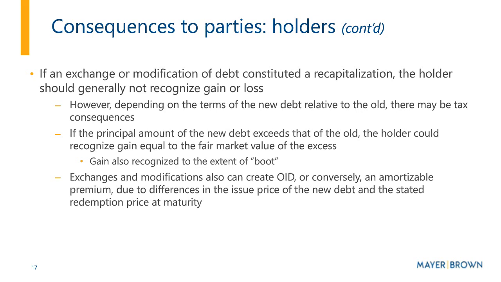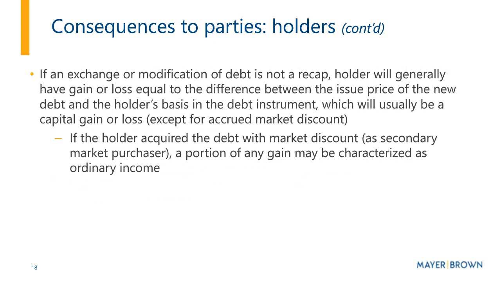So how about where there is a significant modification and there is not a recapitalization with respect to the holder? For example, because the issuer is not a corporation or because the remaining term of the security or the instrument is too short. Well, in that case, the holder can generally recognize gain or loss equal to the difference between the holder's adjusted tax basis and the issue price of the new instrument, again hinging on whether or not the instrument is publicly traded.